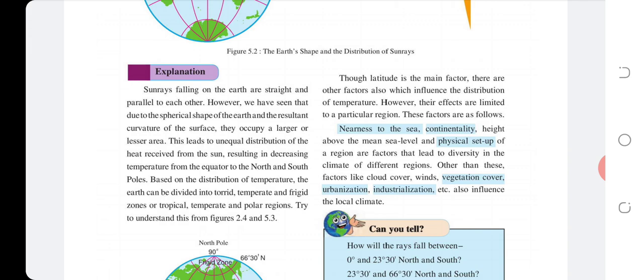This leads to unequal distribution of heat received from the sun, resulting in decreasing temperature from the equator to the north and south poles. Based on the distribution of temperature, the earth can be divided into torrid, temperate and frigid zones, or tropical, temperate and polar regions. Try to understand from figures 2.4 and 5.3.